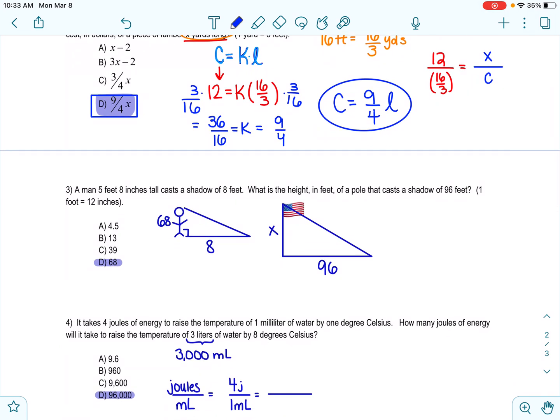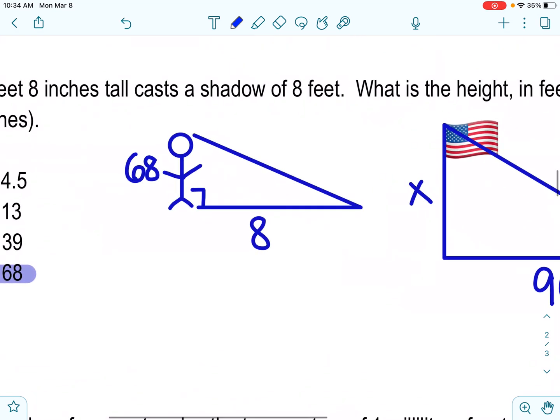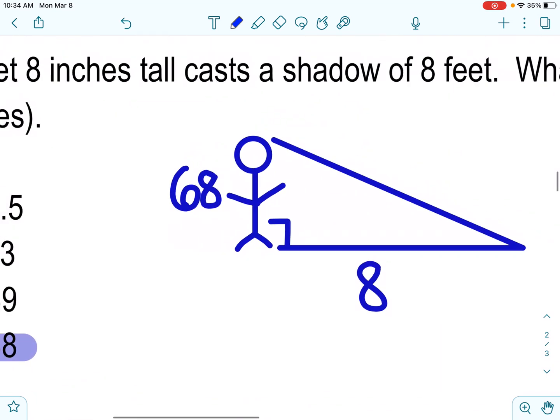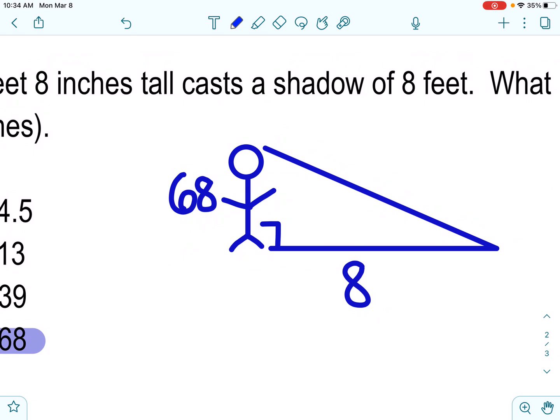So for number 3, this is a classic geometry problem. A man is 5 feet 8 inches, and he casts a shadow of 8 feet. What is the height in feet of a pole that casts a shadow of 96 feet? Here's the deal. With these shadow problems, the sun is beaming down at the same angle at the same time, so we can assume that the triangles made are going to be similar. So I converted 5 feet 8 inches to just inches, which is 68 inches. And that casts a shadow of 8 feet.